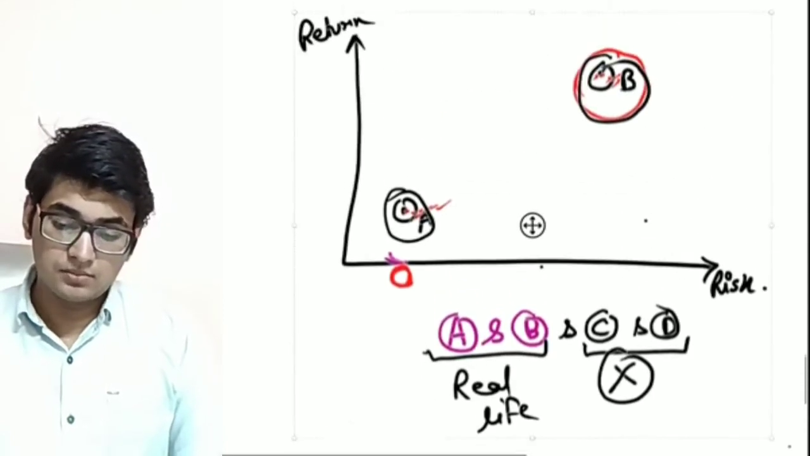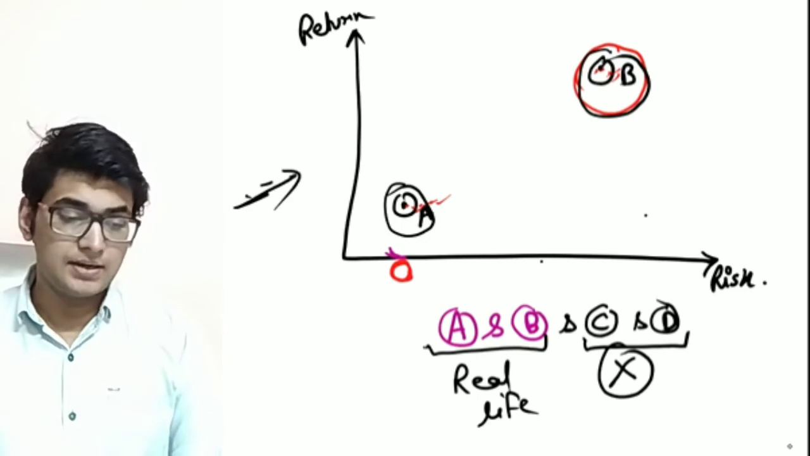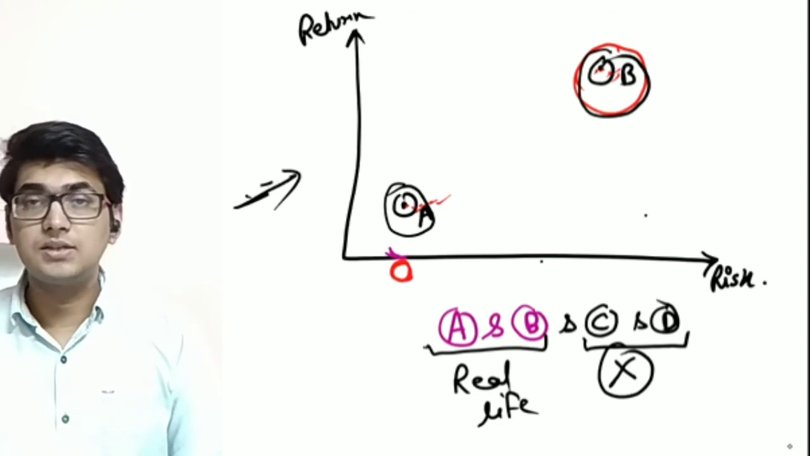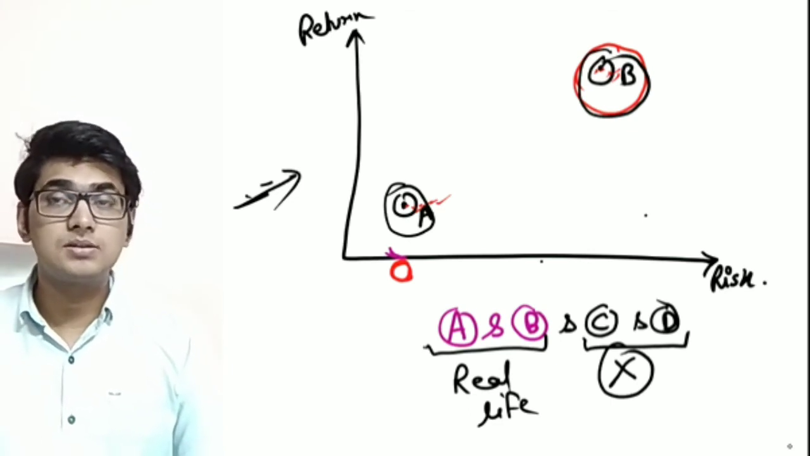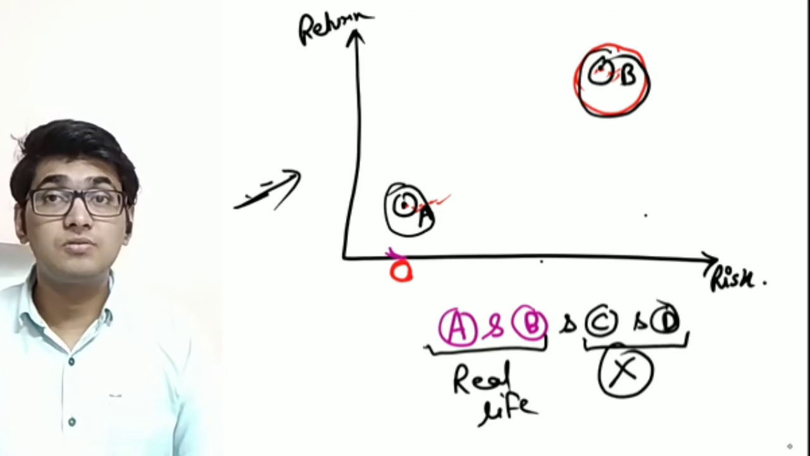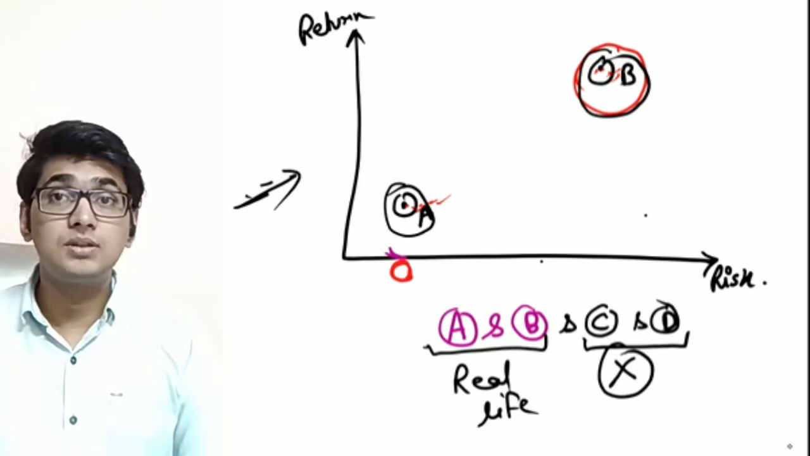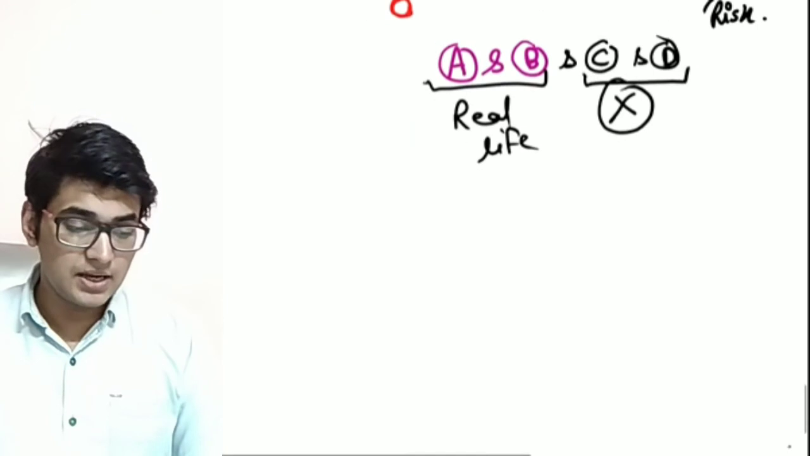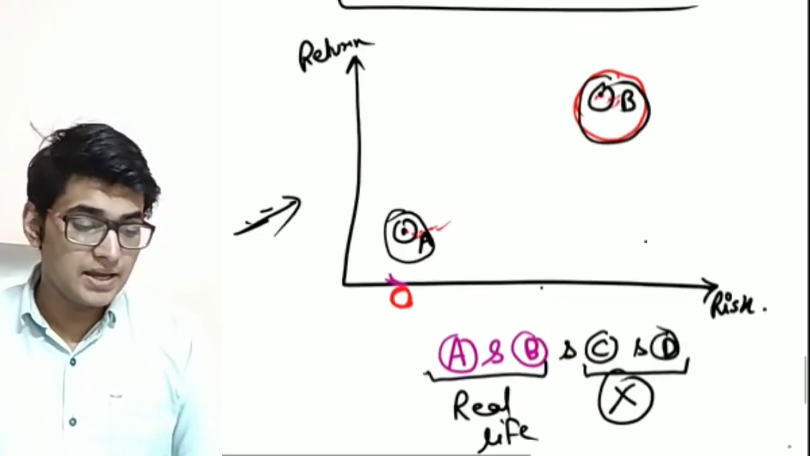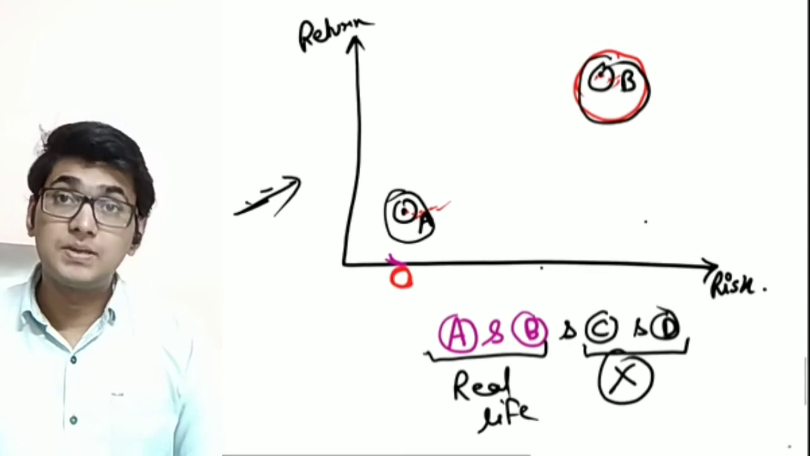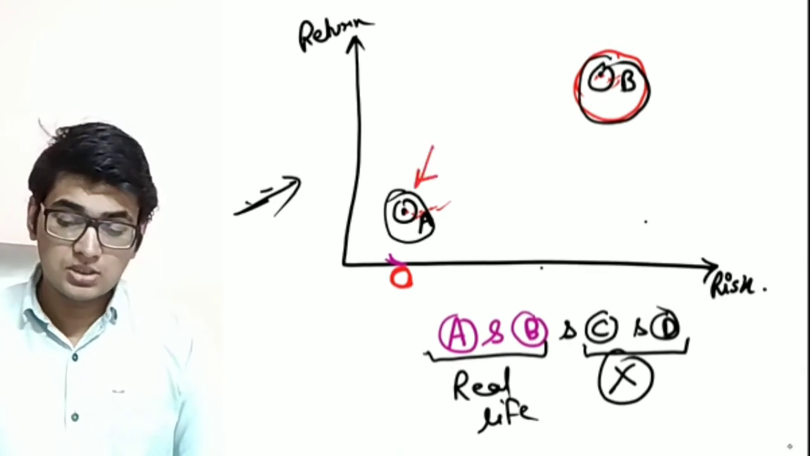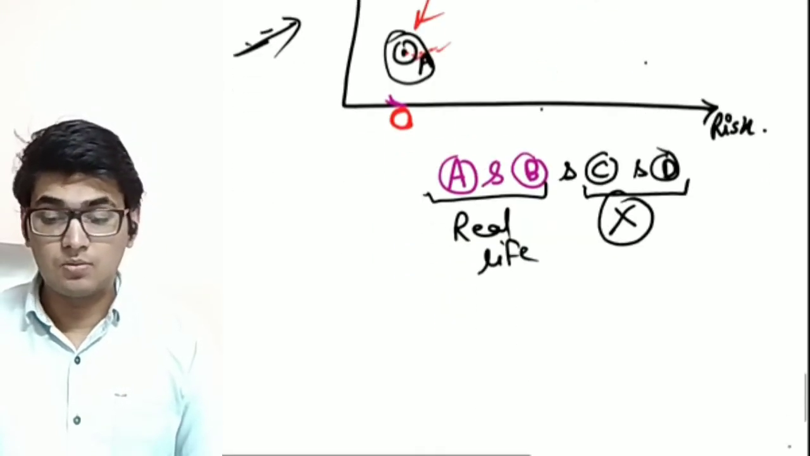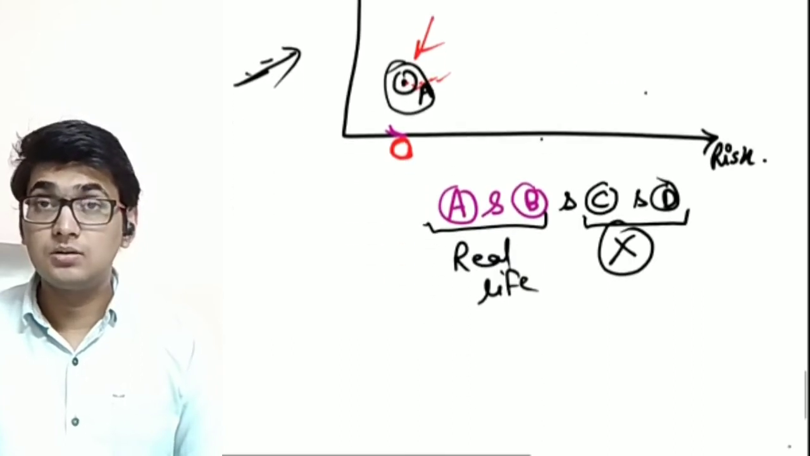Just do one thing, make this graph and write down that there is a trade-off between A and B. There is a trade-off between A and B because A is giving you the lower amount of risk and B is giving you the higher amount of return. A is giving you the lower amount of risk and B is giving you the higher amount of risk. So now it's completely the choice of the investor on which portfolio he or she wants to invest. Clear? Now he can create the portfolio.